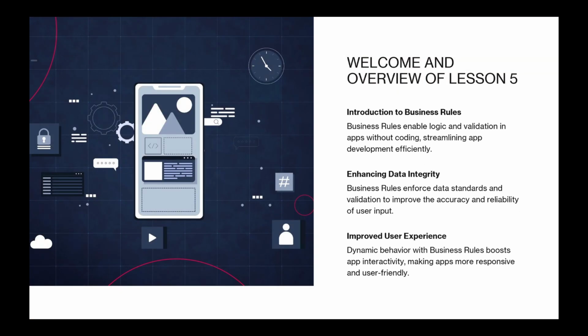So in our previous lesson, we customized forms, views, explored field properties, and even used Copilot to visualize the data. And in today's lesson, we're going to unlock the power of business rules, a no-code way to add logic and validation to our model-driven app.